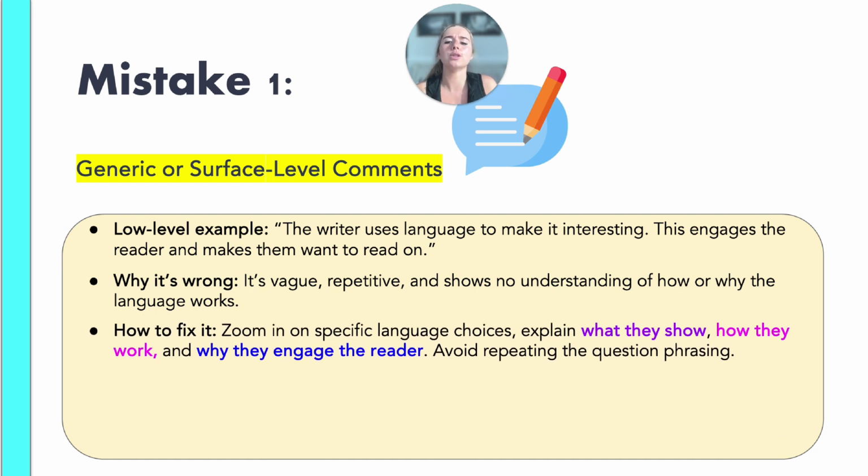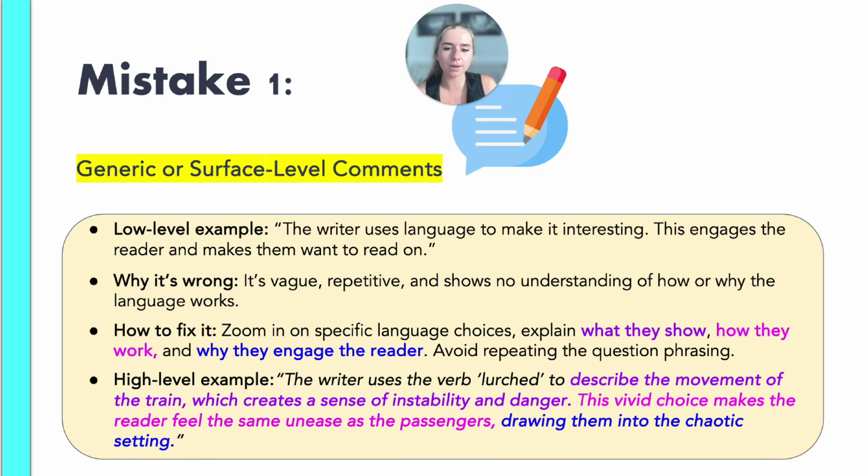So what you want to do is zoom in on specific language choices, explain what they show, how they work, and why they engage the reader, and avoid repeating the question phrasing. So avoid literally saying the same thing over and over. For example, a high-level example would be: the writer uses the verb lurch to describe the movement of the train, which creates a sense of instability and danger. That's what it shows.